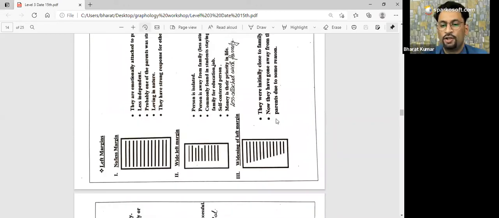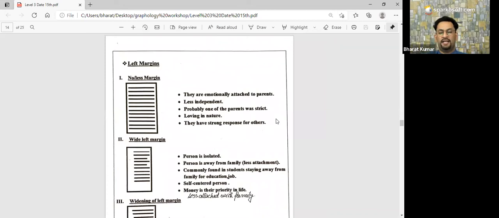Now, first case: either margin is not there or very little margin is there. These people are highly emotionally attached to their parents and less independent. They are kind of mama's boys. So, is the top margin clear?